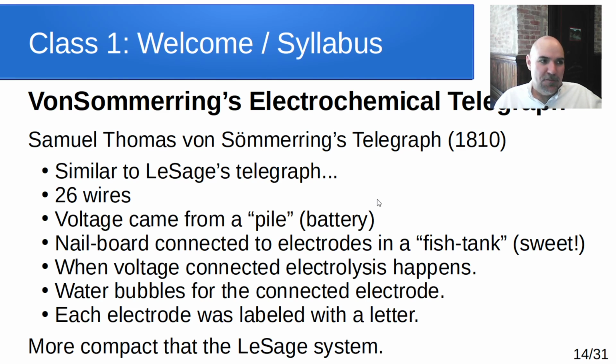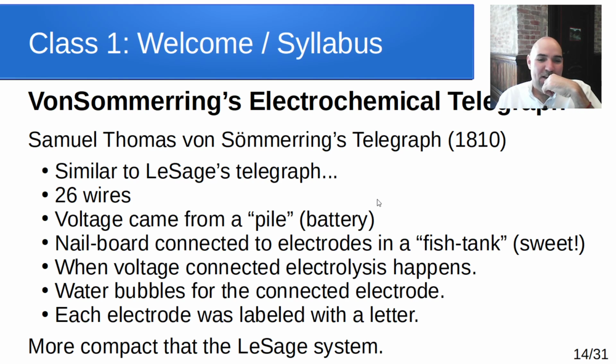But a couple differences: the voltage, rather than coming from this giant cumbersome spinning wheel that required somebody to sit there and spin it the whole time, came from a voltaic pile, which is essentially like a modern battery. So the voltage came from a different source. And rather than the nail board connecting to cups with lint balls in it and having those things jumping up and down, it went to essentially what amounted to a fish tank, which is pretty awesome.